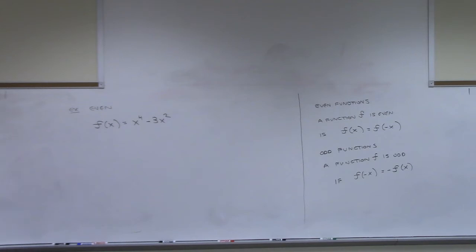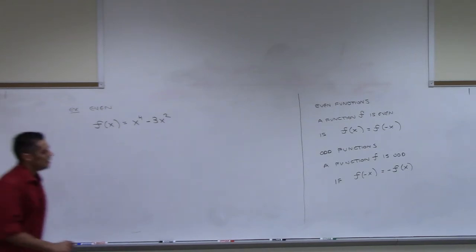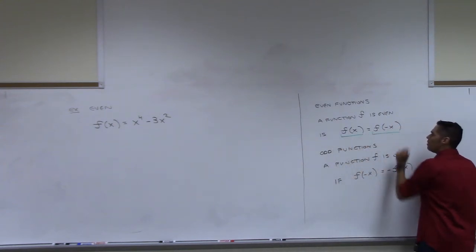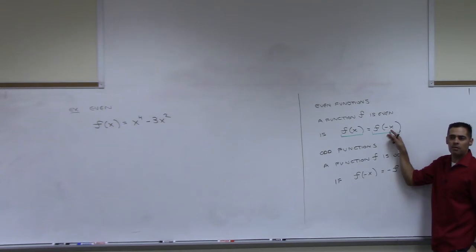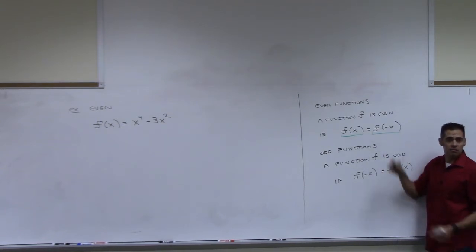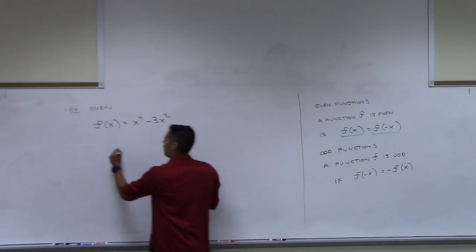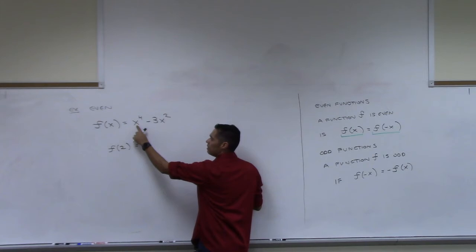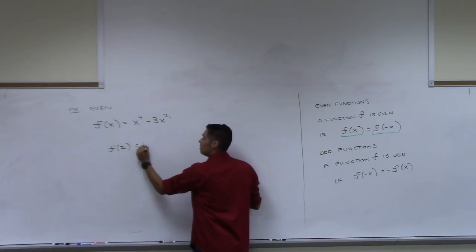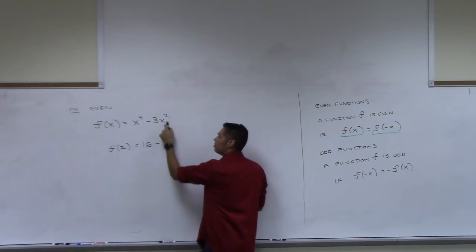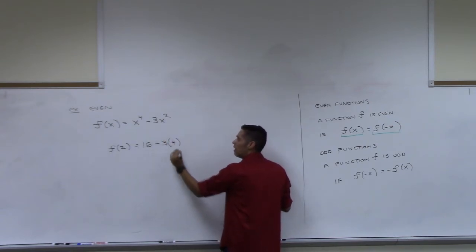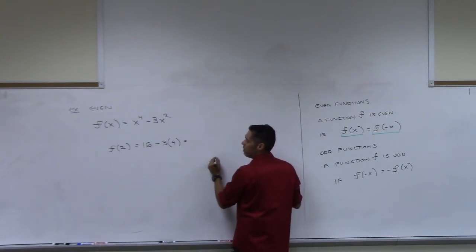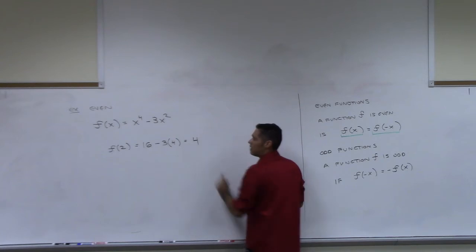Now the reason it's even is because we will get the same result whether or not we plug in a positive number or a negative number. We will get the same answer. Let me illustrate. What would f of 2 be here? So 2 in here would be 16 minus 3 times 4, right? And what's that equal to? 16 minus 12? 4? Okay, we get 4.